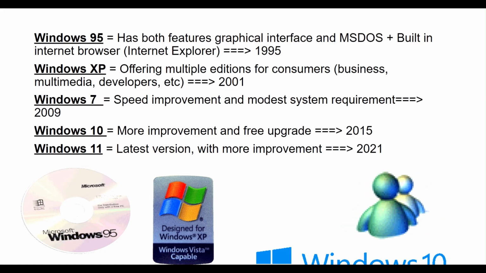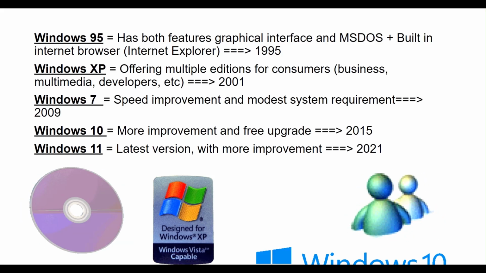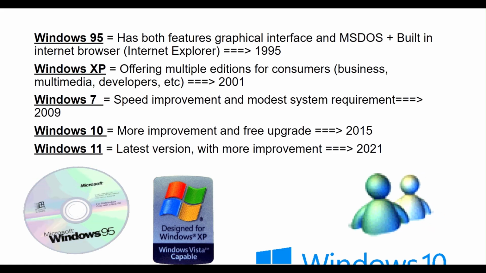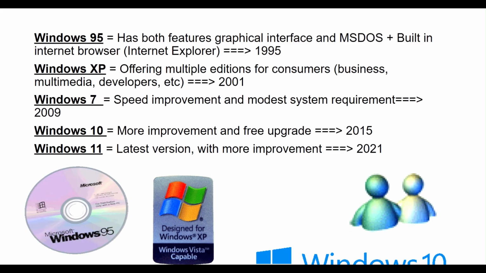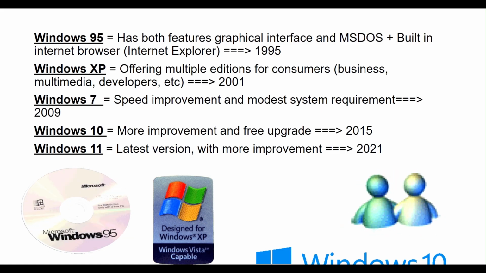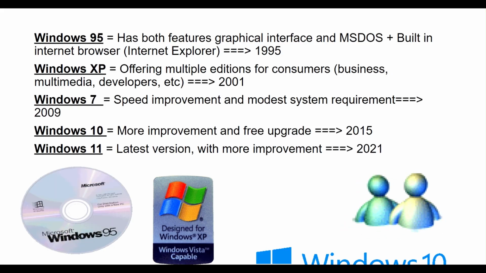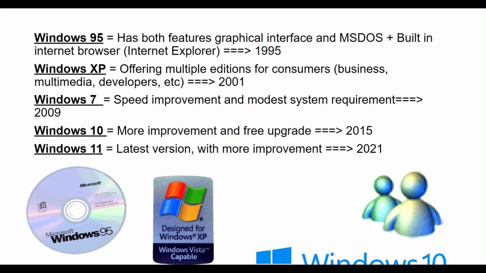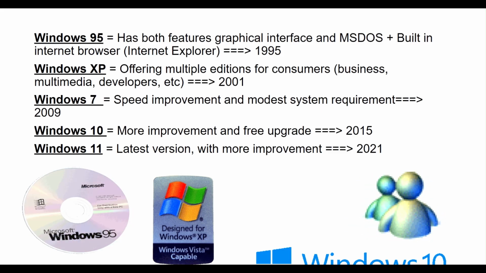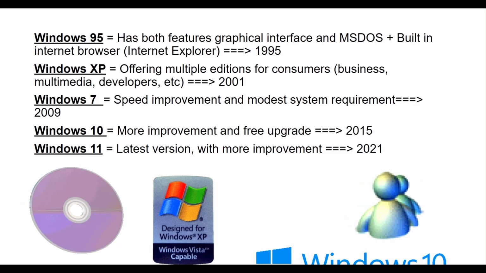Windows XP was released in 2001, offering multiple editions for consumers, like business, media, developers, etc. I would say it's the time when the Windows operating system had the most users and the most people using it. Windows 7 was released with a focus on speed improvement and modest system requirements, back in 2009.